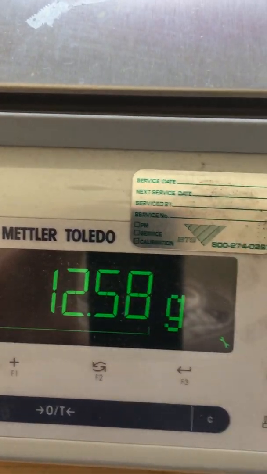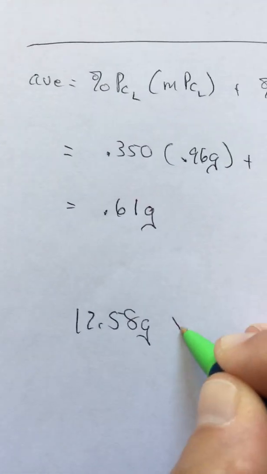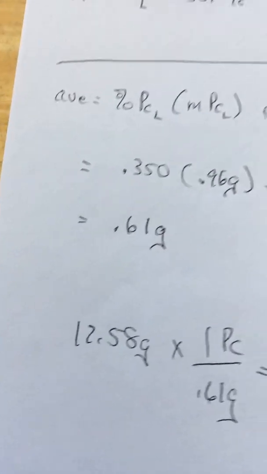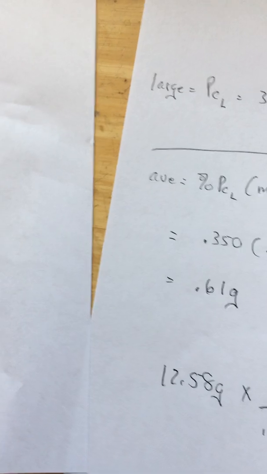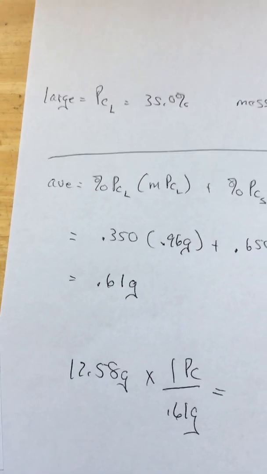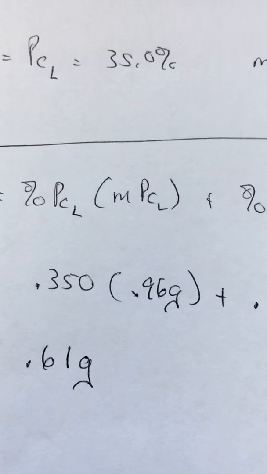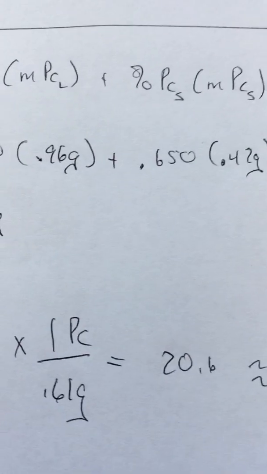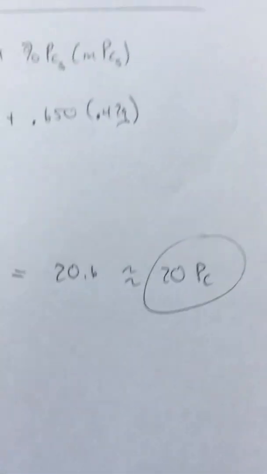So I'm going to take these paper clips, I'm going to put them on the balance. And the balance says that we have 12.58 grams. So we say 12.58 grams, using dimensional analysis times one paper clip for 0.61 grams means I should have about 20. It comes out 20.6, but we'll round it, so around 20 paper clips. All right, so if I get 19, 20, 21, I'm going to count these out.